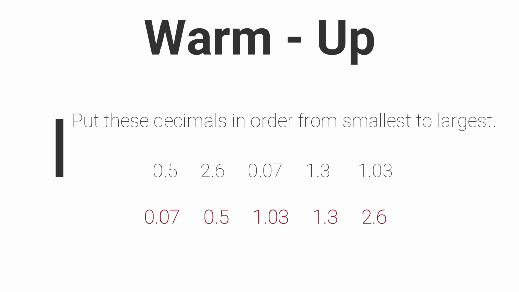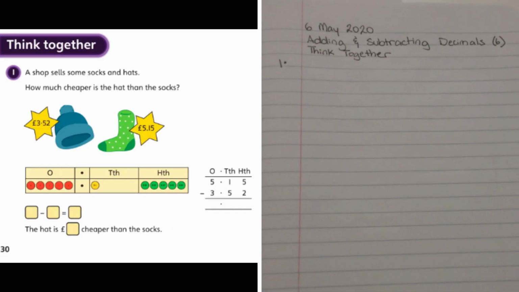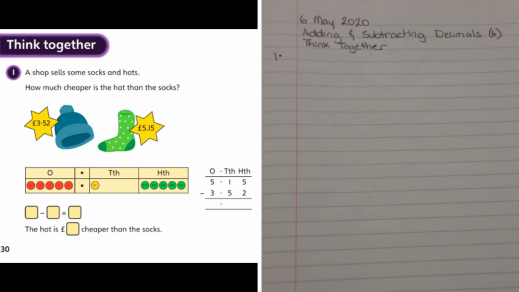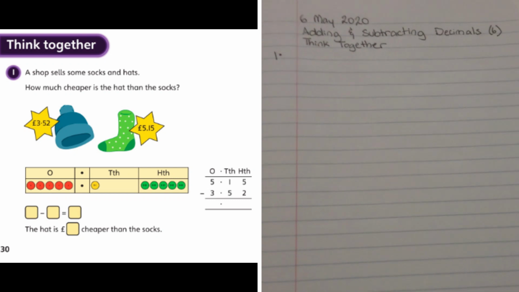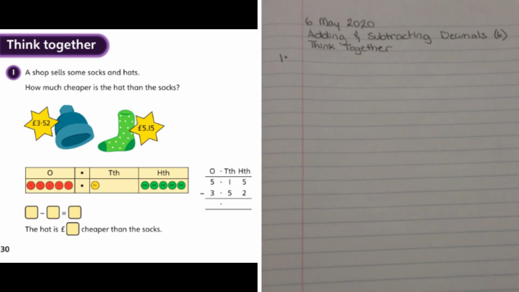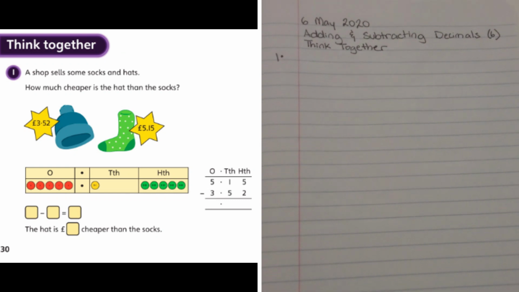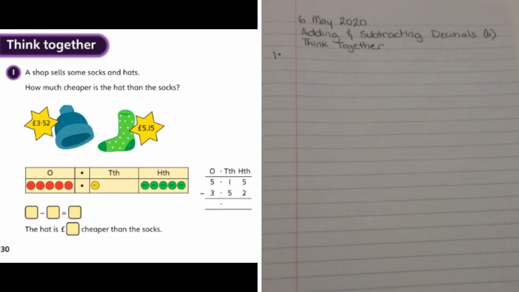But now let's move into the textbook. Let me show you how I did the think together portion of today's lesson. All right, so today we're going to start at the think together portion from the textbook. You can probably see it on the left-hand side of your screen right now. Question 1 says, a shop sells some socks and hats. How much cheaper is the hat than the socks?